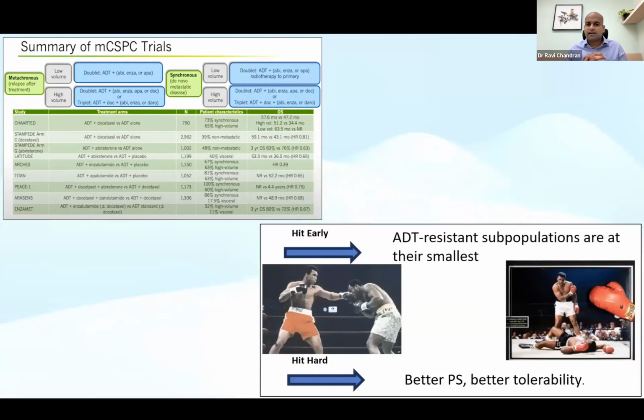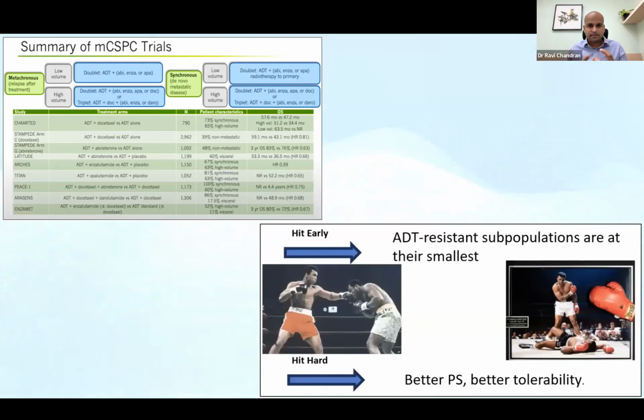Arun Menon, wherein here we can see he talks about having to hurry and hit it hard, because the ADT-resistant subpopulation will be smallest to begin with. So hit it hard there, and then hit it hard so that we have a better tolerability and better performance status of the patients to tolerate this treatment.